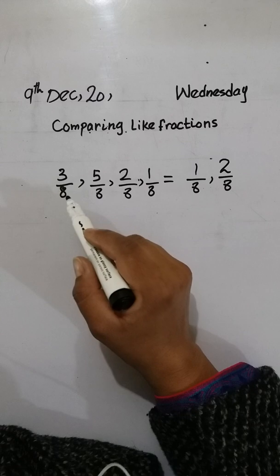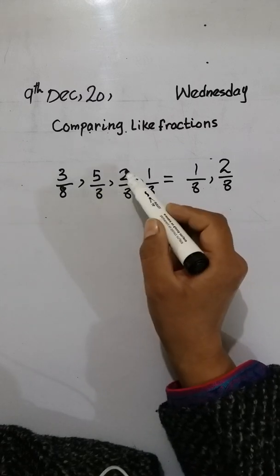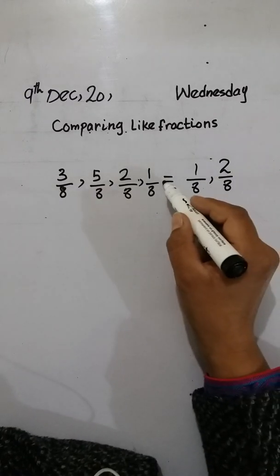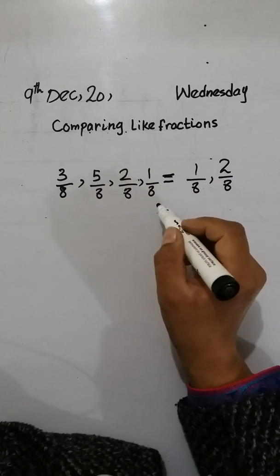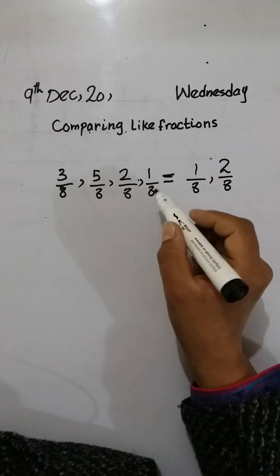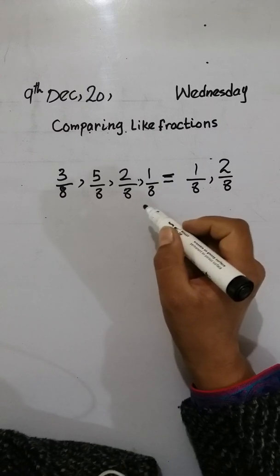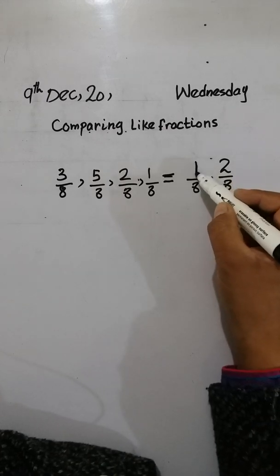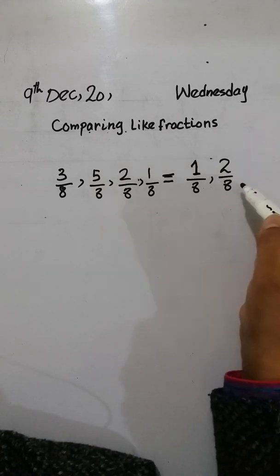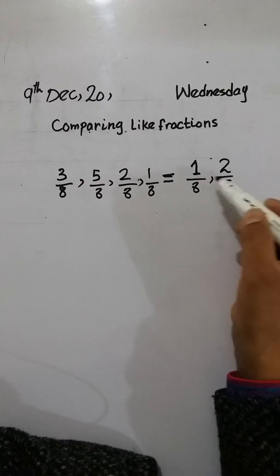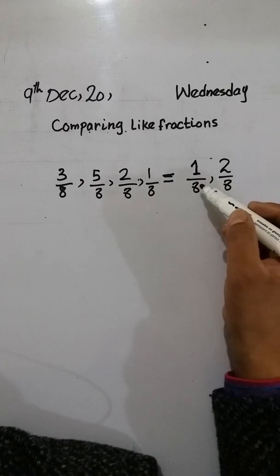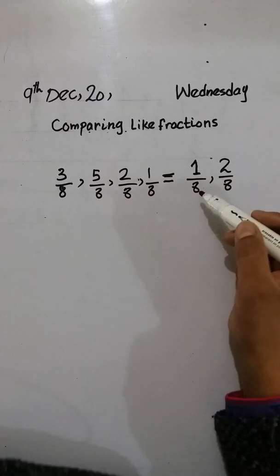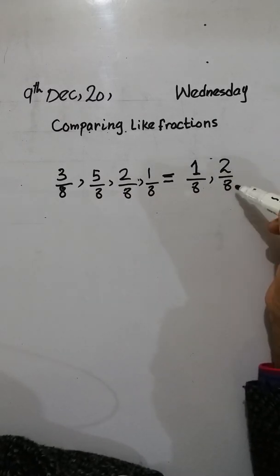The fractions are 3 by 8, 5 by 8, 2 by 8, 1 by 8. We have to write them in ascending order. Ascending order means smaller to bigger. Students, remember, in the case of like fractions, जब numerator small होगा, the fraction will be smaller. For example, 1 by 8 is smaller than 2 by 8.